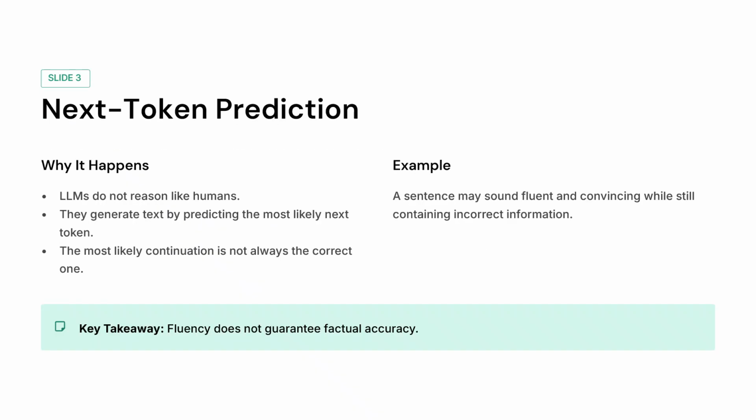Another reason could be that LLMs don't actually understand text like we humans do. They just generate the next token or the text by predicting the most likely next token. So they just form a continuation and don't really understand what they are trying to write. They might generate a sentence which may be fluent and convincing, but it still can have incorrect information as it doesn't necessarily understand what it's trying to say or reason. So the key thing to understand here is that fluency does not actually guarantee factual accuracy.